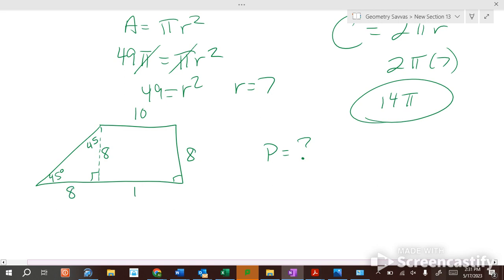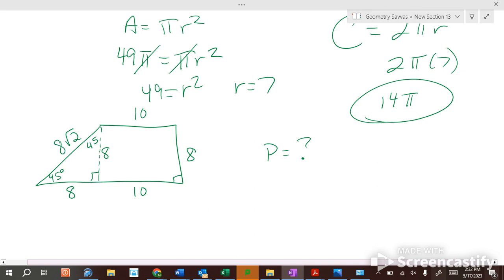So if this side's 8, this side's 8. If this is 10 up here, this is 10 down here. So I've got these 3 sides. I just got to get this slanty side. I could use the Pythagorean theorem if I wanted to, or I could just look on the wall over there to figure out what my missing side is. So what is the length of my hypotenuse going to be? X square root of 2. It says x square root of 2 on the wall, but we know what x is. X is 8, so it's 8 square root of 2.